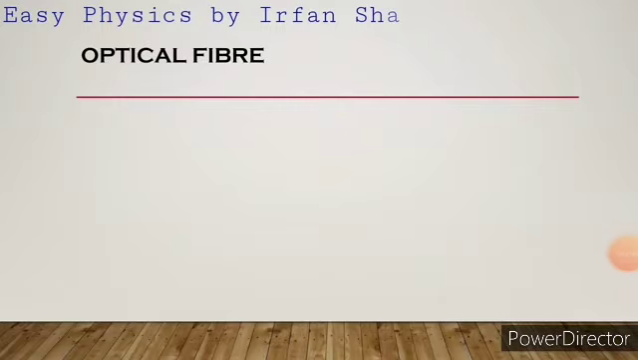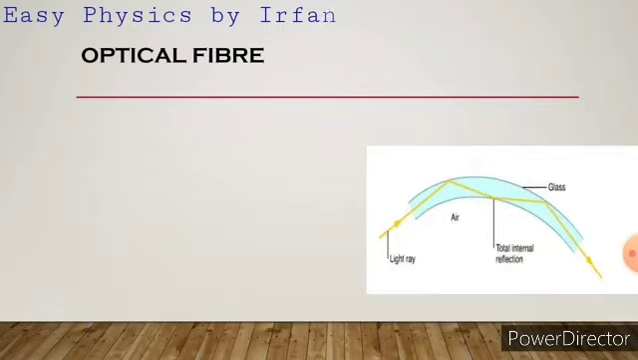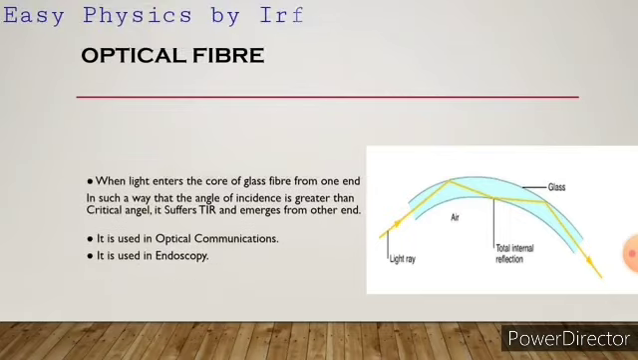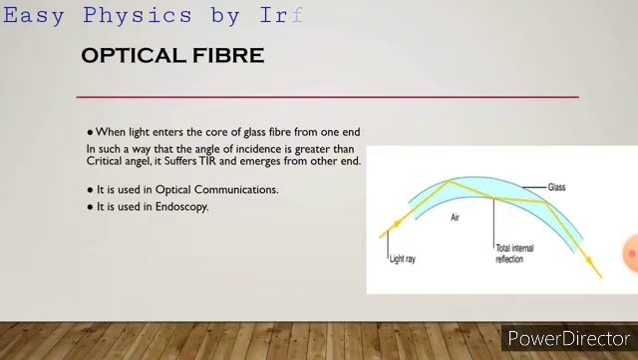And now we discuss about another example for total internal reflection, that is optical fiber. One of the most important applications of total internal reflection is optical fiber. So an optical fiber is given in the picture. Observe it carefully. So how does the optical fiber work?